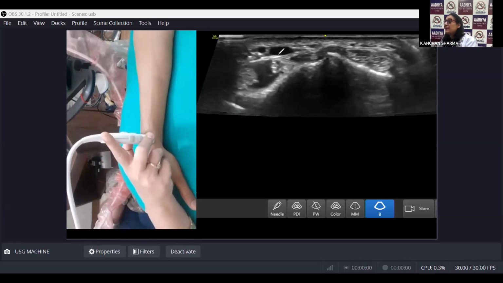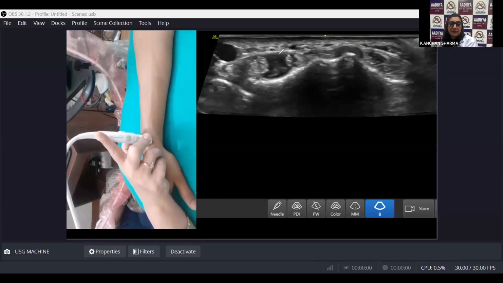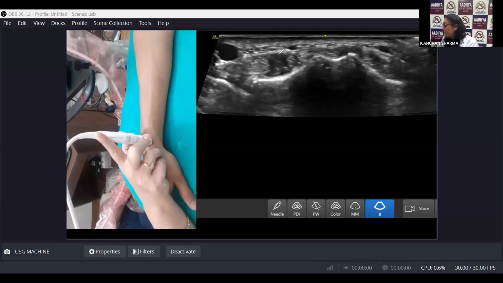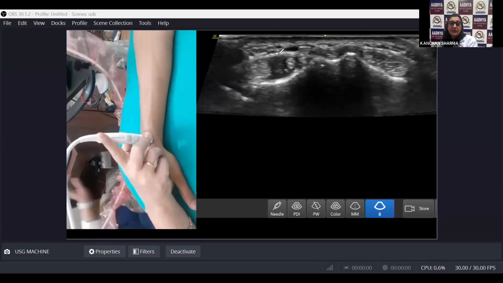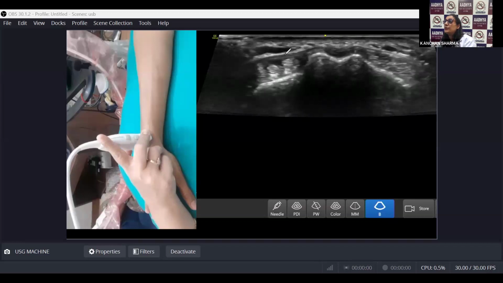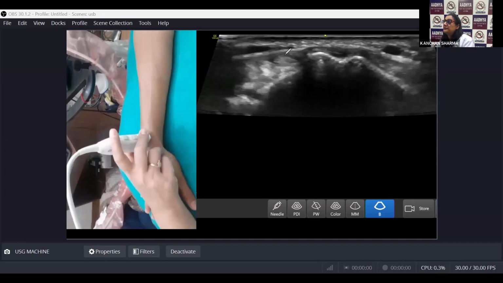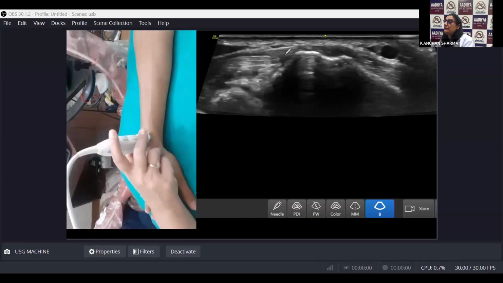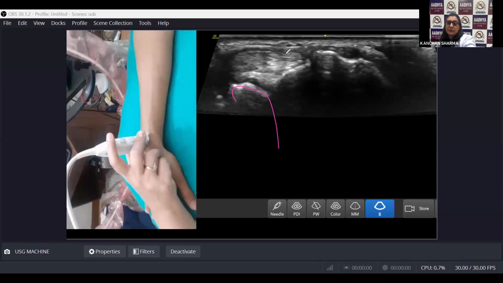So if this is my Lister tubercle, right? Fine. We are able to see compartment 3 and compartment 4 very nicely. Now what I'm going to do is keep tilting the ulnar end of my probe until I see the lunate. That was the reason for showing you everything from here. So I'm just tilting. Now I know the lunate has started coming up.